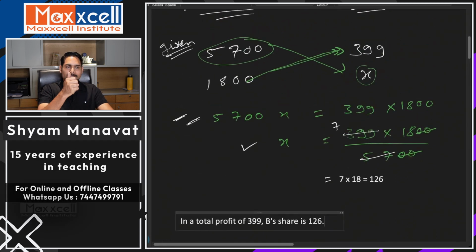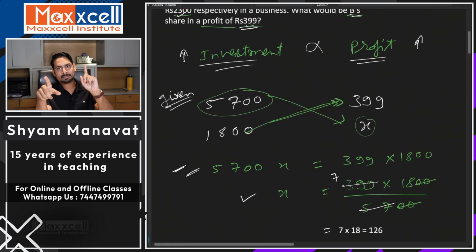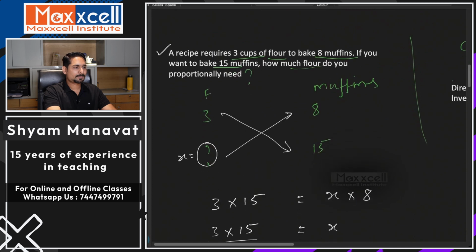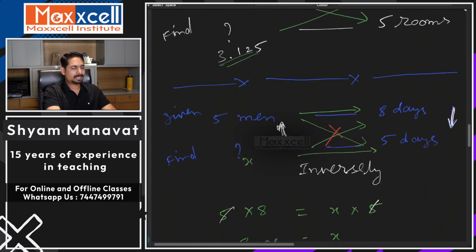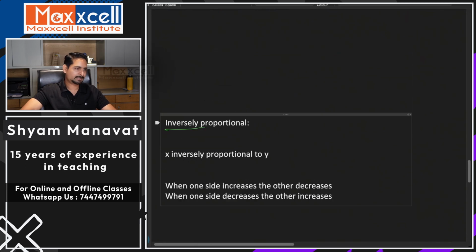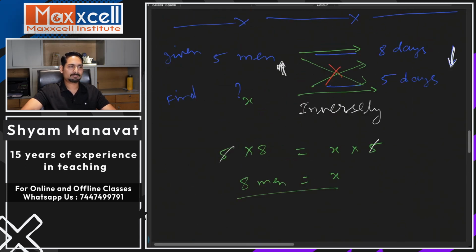So I hope directly proportional is clear. Identify, if one increases, the other also increases, directly proportional. Write what is given, write what we need to find out, cross multiply, and you get the answer. Let's see what happens in case of inversely proportional. We have already seen in this example: if time is less, number of people required is more. So it's not cross multiply, it is straight product.